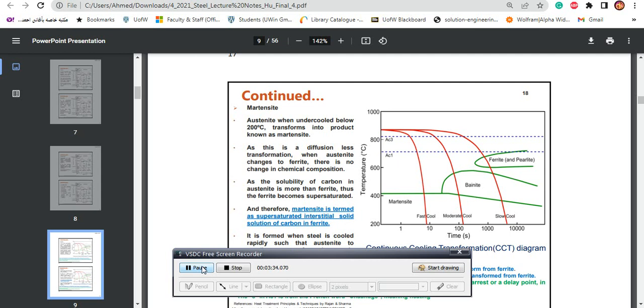والمارتنسايت هو super saturated. الكربون because of the very fast cooling carbon can't diffuse out of martensite, so it becomes black, it becomes very strong and it becomes super saturated. Austenite becomes martensite when undercooled.